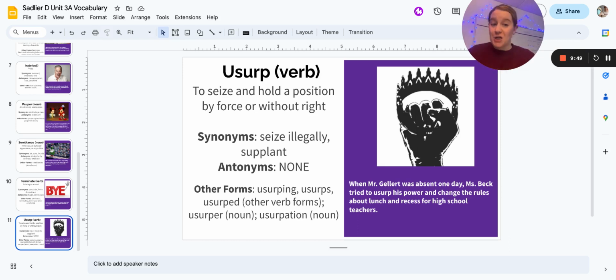The usurper is the person who is grabbing that position without right, and usurpation is the actual thing, the act of it happening. My picture, obviously someone is grabbing a crown, they are taking it. And then my sentence, obviously a true story.